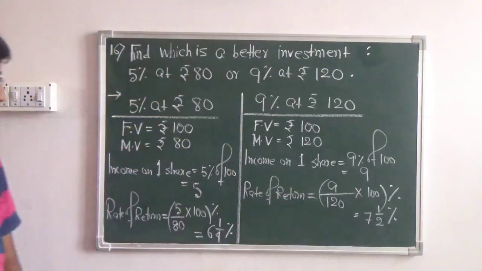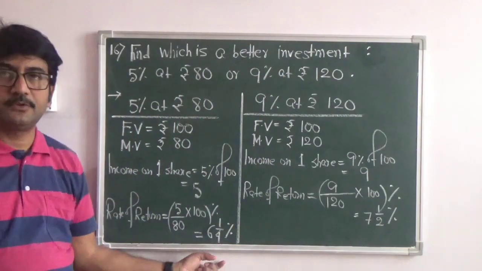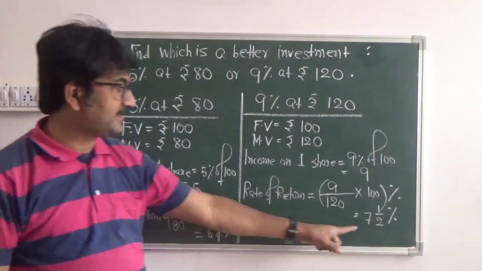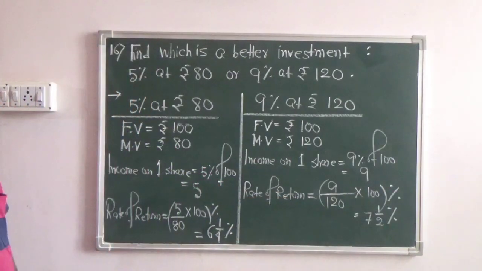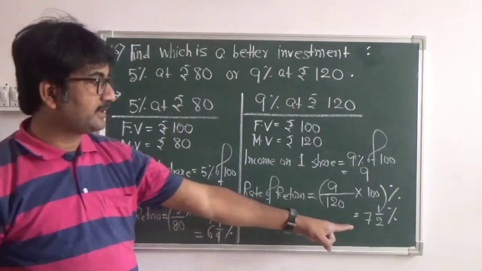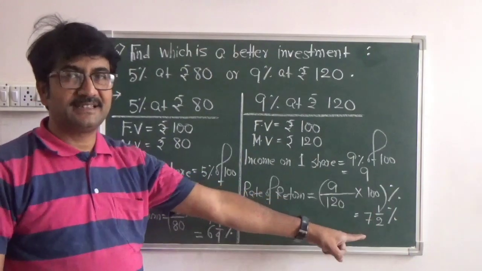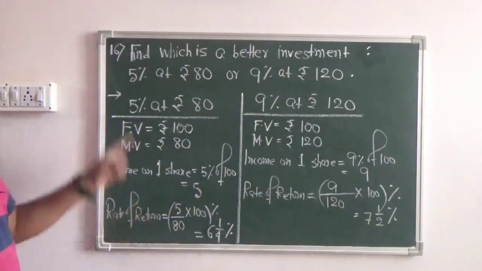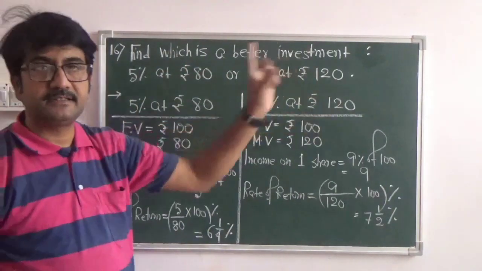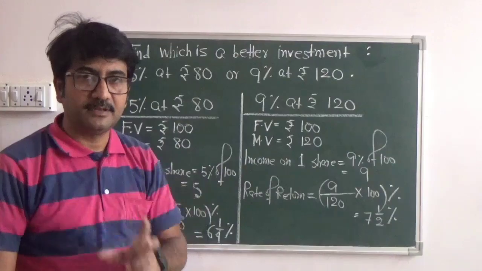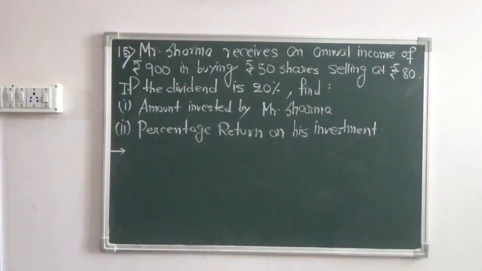So the rate of return in the first case is 6 1 by 4%. Rate of return in the second case is 7 1 by 2%. So which one is better? If you compare these two, obviously the second one, the rate of return is 7 1 by 2%, is the better investment. So which is a better investment? That is 9% at rupees 120 is the better investment. So am I clear?